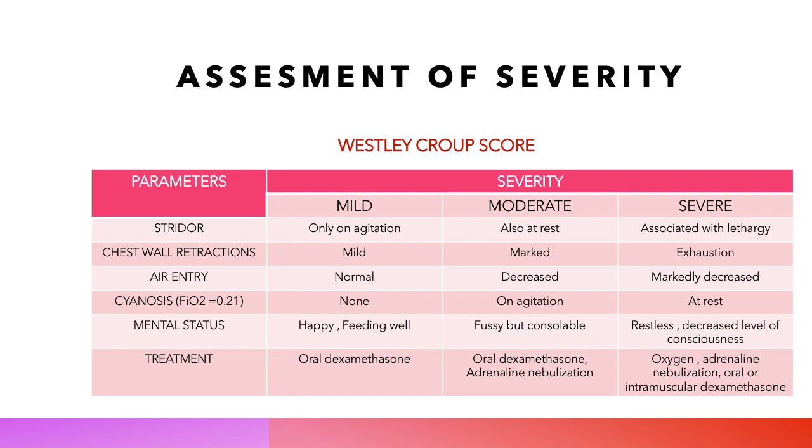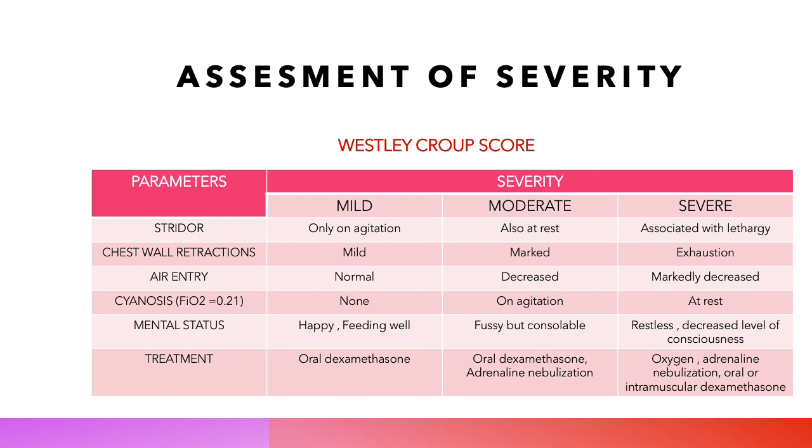In moderate croup, the stridor may be present at rest without any agitation. The chest wall retractions are marked. You can easily make out intercostal, subcostal, or suprasternal retractions. Air entry is decreased because of airway obstruction. Cyanosis is evident whenever the child is agitated, coughing, or crying. The child is fussy but can be consoled by parents. So, these features are suggestive of moderate severity.